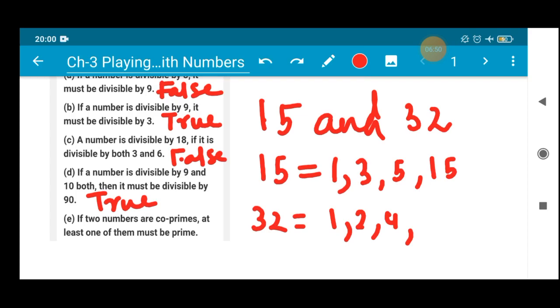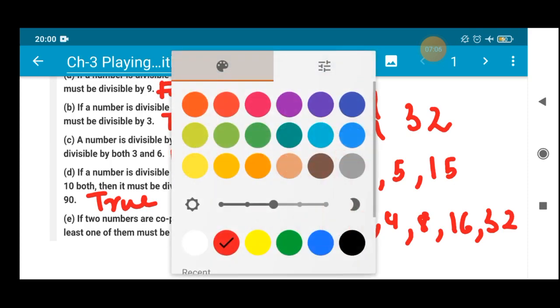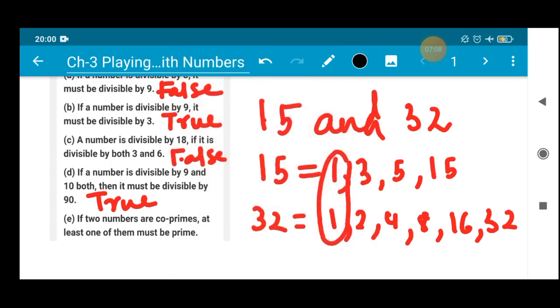4, 8, then comes 16, then 32. Right? So you can see this is only the one. This is only the co-prime number, because the factor is only 1. As the common factor is only 1, hence 15 and 32 are co-prime numbers.